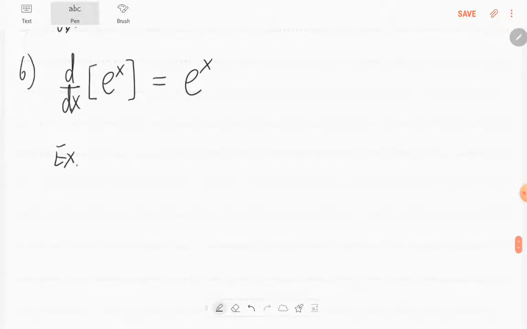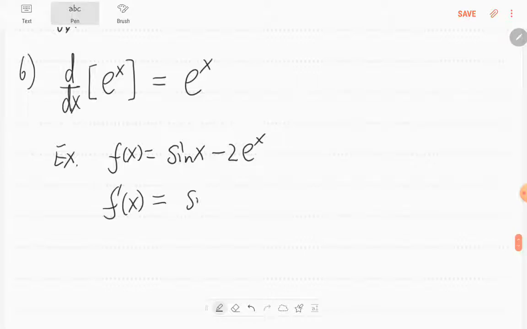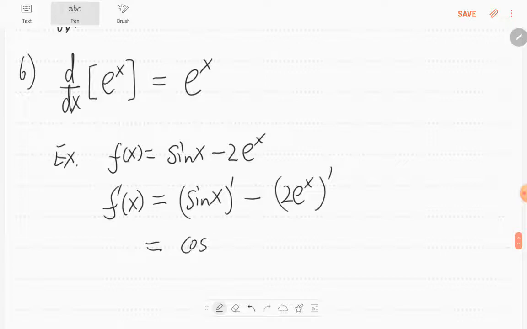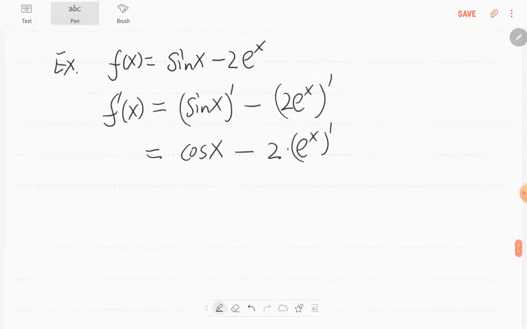A quick example. If f of x equals sine x minus 2 times e to the x, what is the derivative? We take the derivative of sine minus the derivative of 2 times e to the x. Here we use the difference formula. The derivative of sine equals cosine x, minus we bring out 2, then times the derivative of e to the x, which equals e to the x. So it's cosine x minus 2 times e to the x.